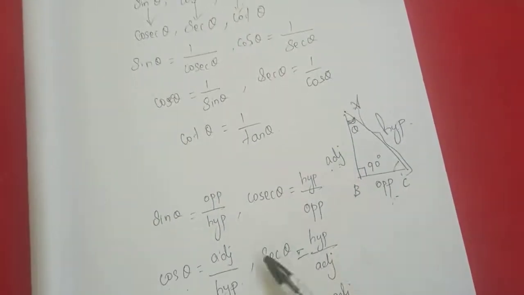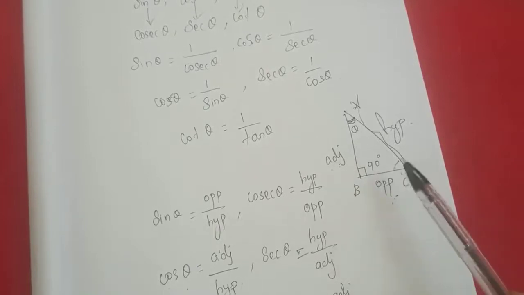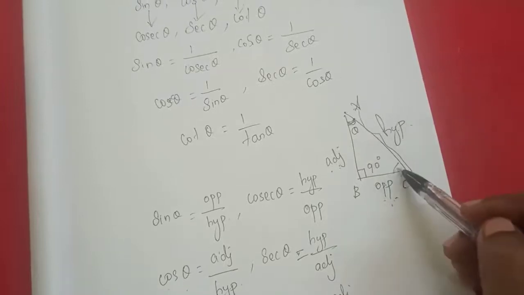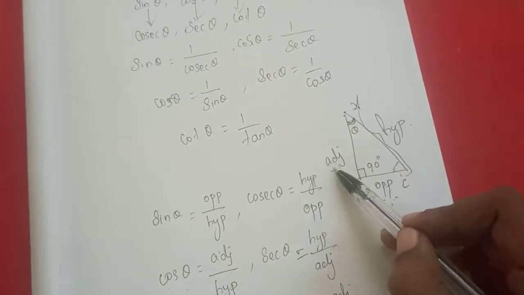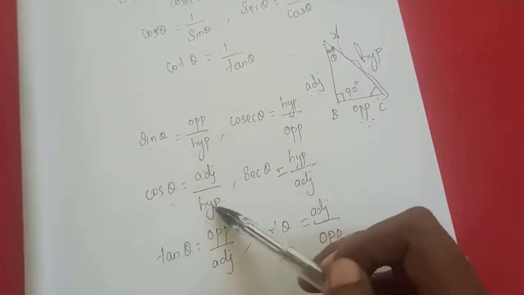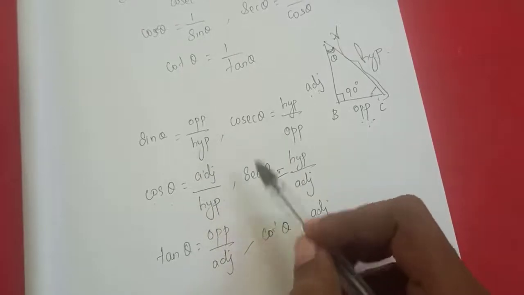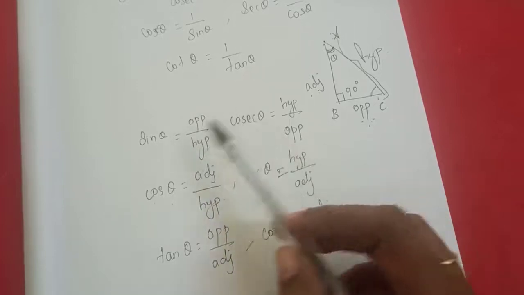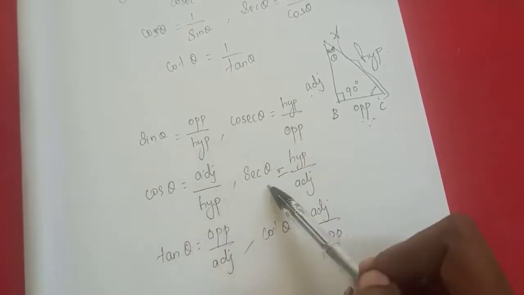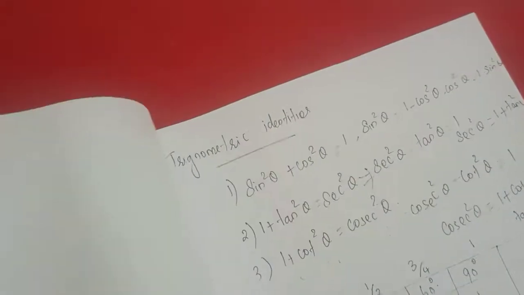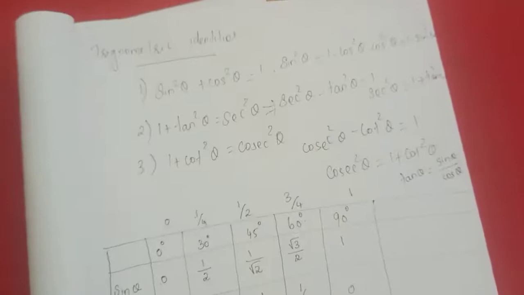Then how will you find these formulas? If I am taking this as theta, this will be the opposite side. These things you have learned in 9th grade. So sin theta is equal to opposite side by hypotenuse. Cos theta means adjacent side by hypotenuse. Tan theta means sine by cos, so opposite side by adjacent. Cosec is the reciprocal of this one, sec is the reciprocal of cos, cot is the reciprocal of tan. Understand, students? Okay.